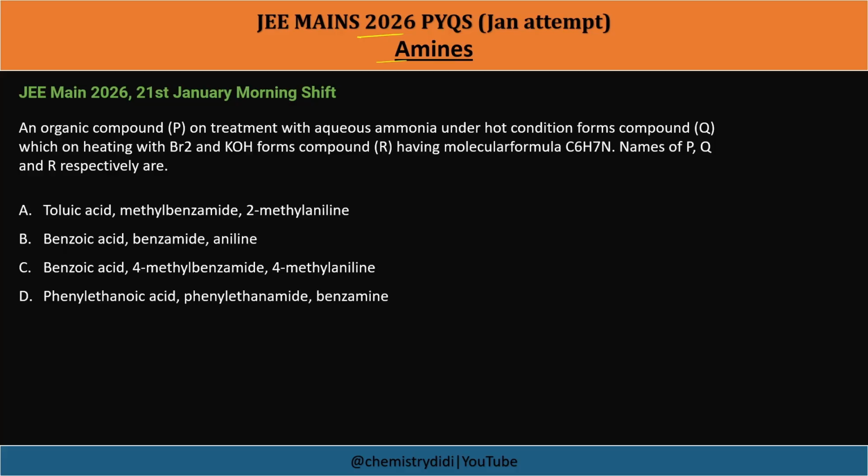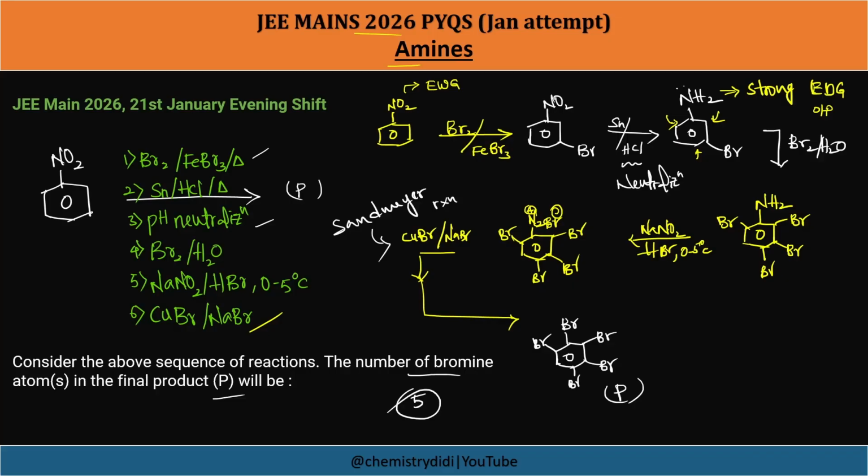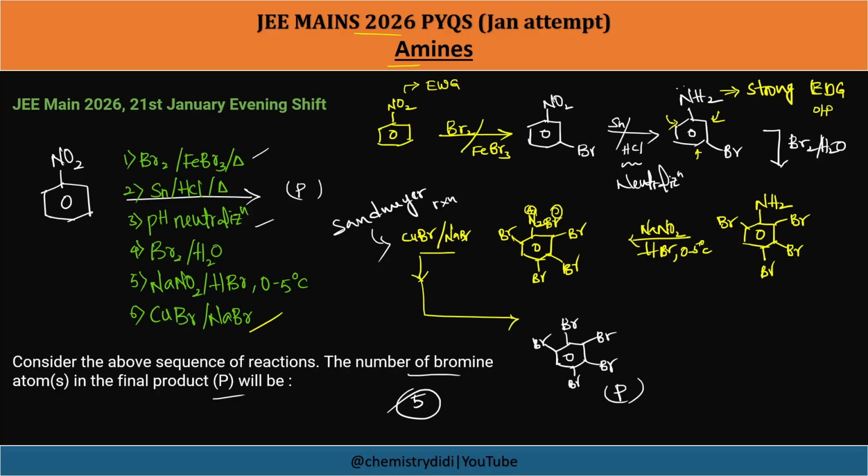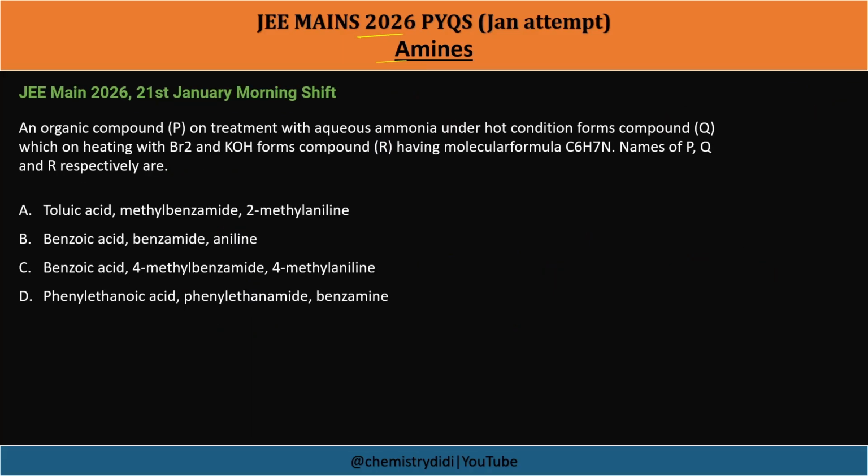They were repeating the reagents, they were repeating the concepts. After solving these 12 questions, I'll analyze what type of questions they were asking from this Amines chapter. We have solved this question. I hope you have watched that particular video, and if you get any doubt or get stuck in any concept, just let me know. Let's try to read the question once.